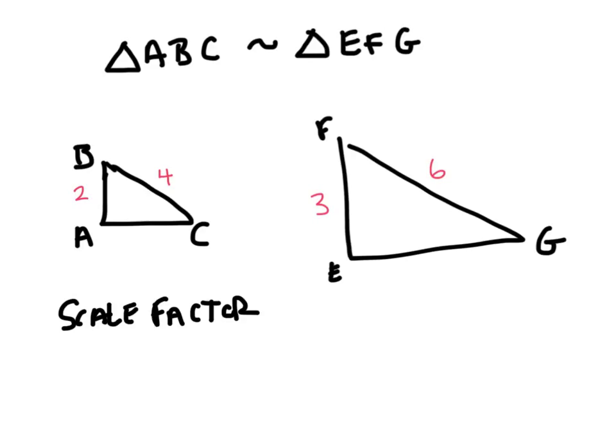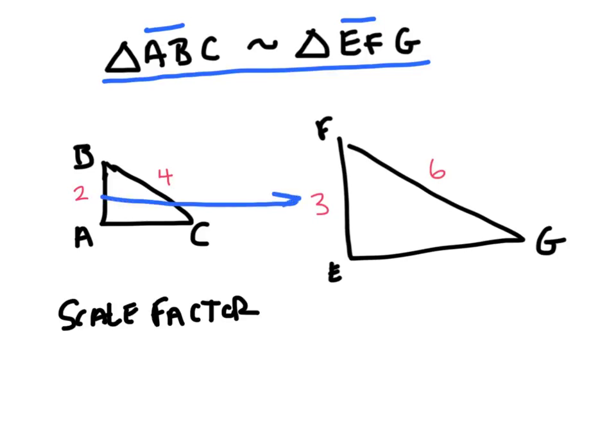Now, what this statement up here tells me is that these two are similar triangles. So the first thing I have to recognize is which sides go together, because in order to find scale factor, I need to know that. Well, luckily, the names can tell us. AB is going to go with EF. So I can look at those first two letters and see that 2 goes with 3.